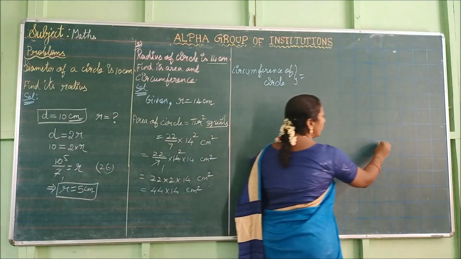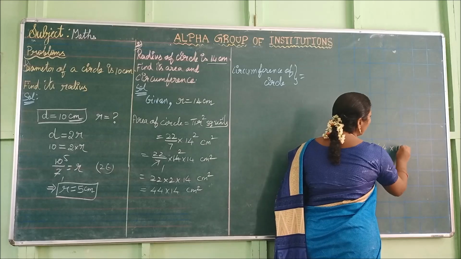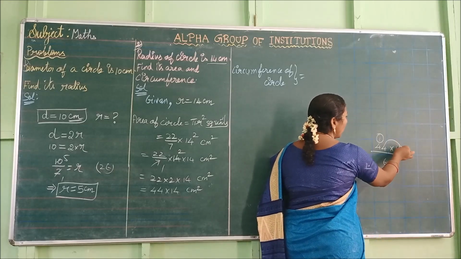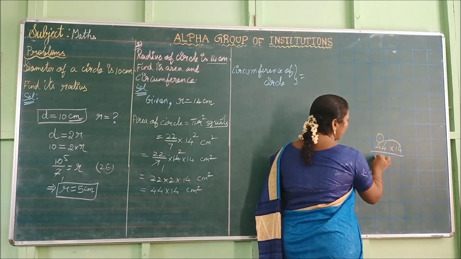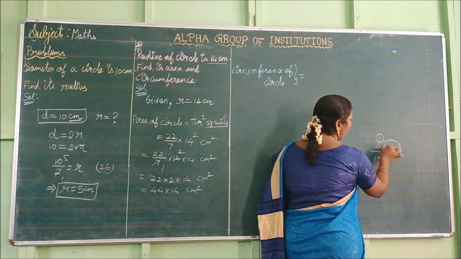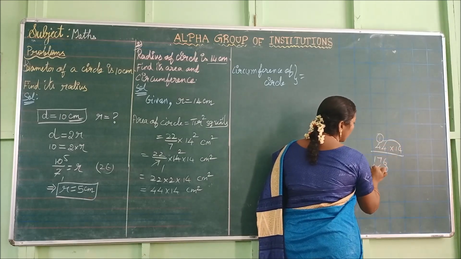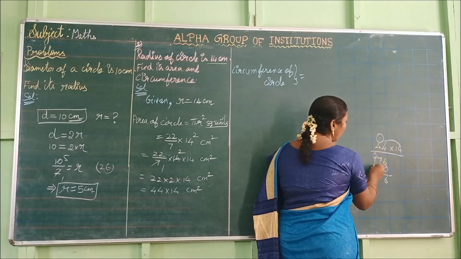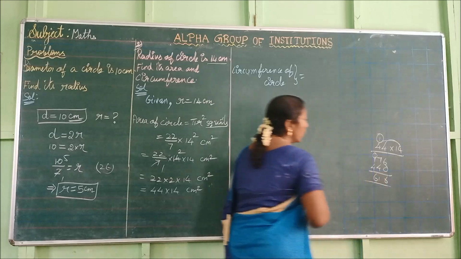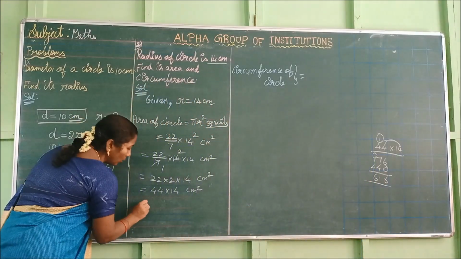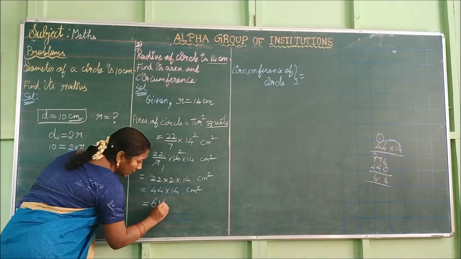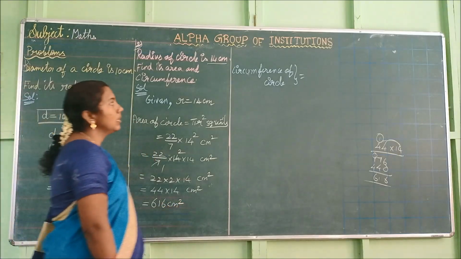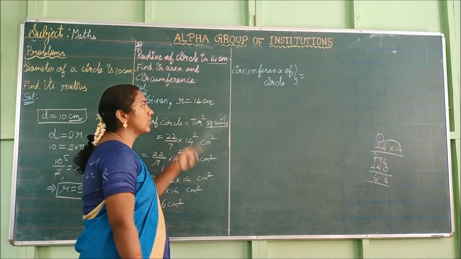So 44 into 14. 4 4s are 16. Remainder 1. 4 4s are 16. 16 plus 1, 17. 1 4 is 4. 1 4 is 4. So 6. 7 plus 4, 11. Remainder 1. 4 plus 1, 5. 5 plus 1, 6. So 616. So area of the given circle is 616 centimeters square. Do you understand? Next we have to find circumference of circle.